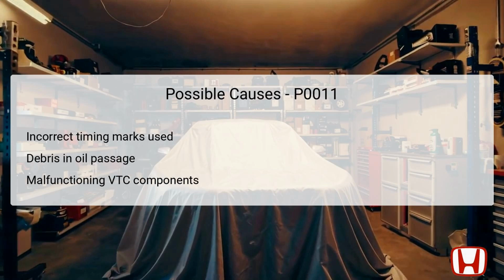Several factors can lead to the DTC P0011 being recorded. One of the primary causes is the use of incorrect timing marks when installing or replacing the VTC actuator. This misalignment can lead to improper camshaft timing, which the PCM can detect as out of specification.